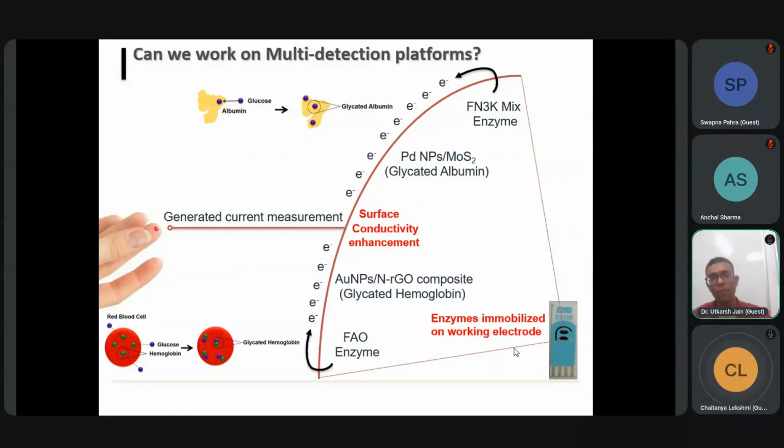So if you are working on multiplex devices where you have different biorecognition elements coated on different working electrodes, you can detect through certain approaches 4 to 5 biomarkers for a single disease. That is the future advancement people are working on.